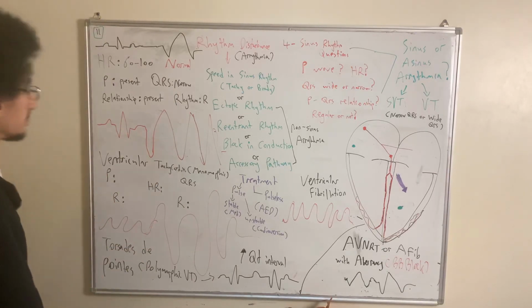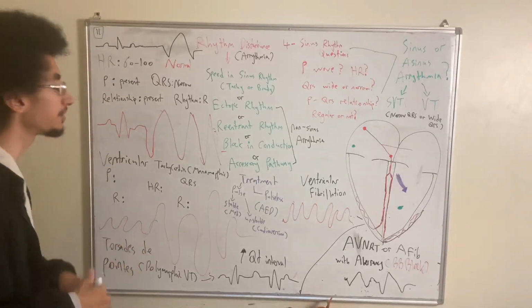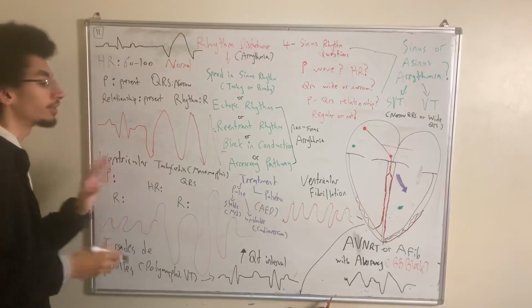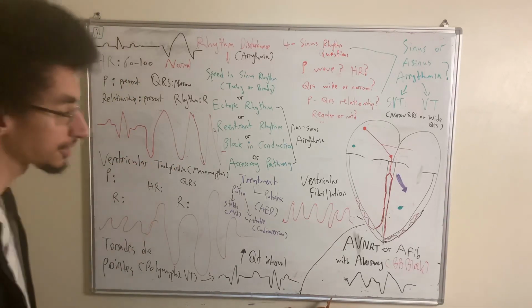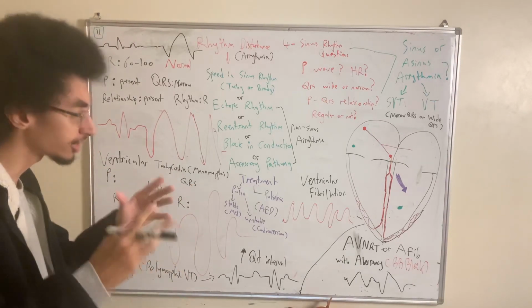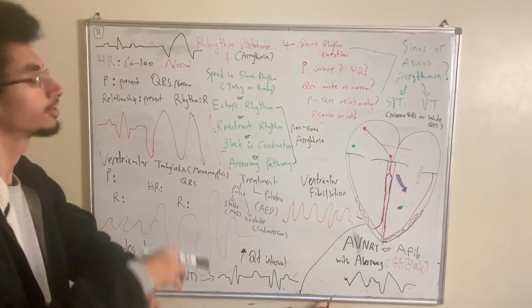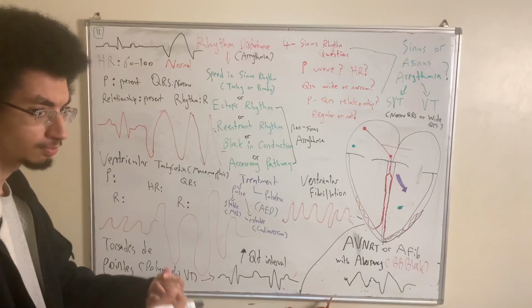Now, one question. Why am I talking about PVC? Why am I talking about PVC occurring here? What does this have to do with ventricular tachycardia? I'm glad you asked. They're the same thing. PVC and ventricular tachycardia characteristics, they're literally the same. The difference is progression. What does that mean?